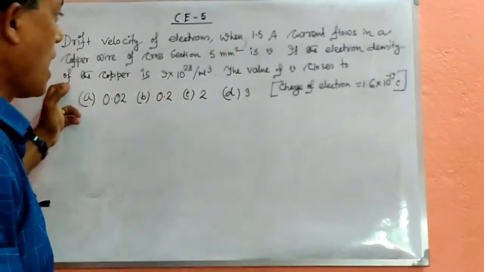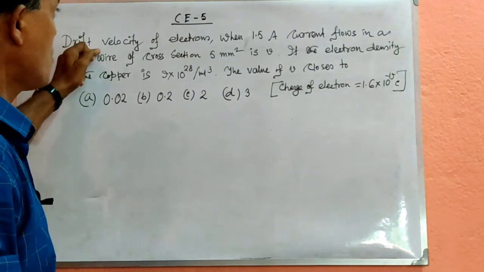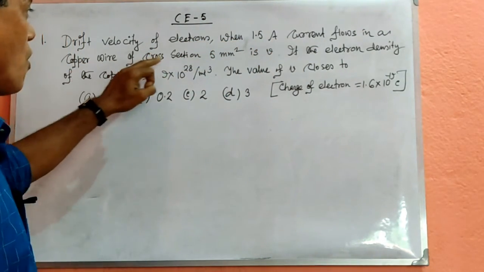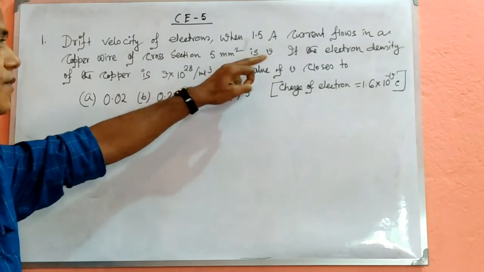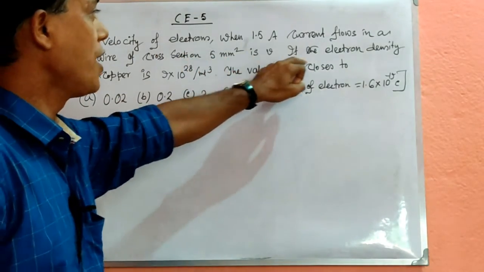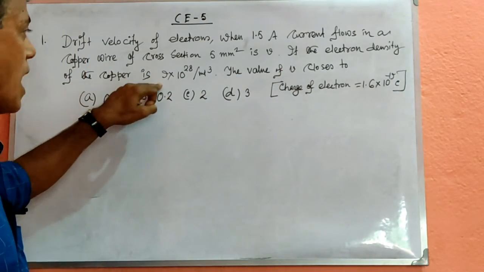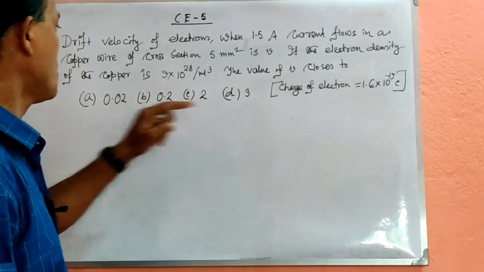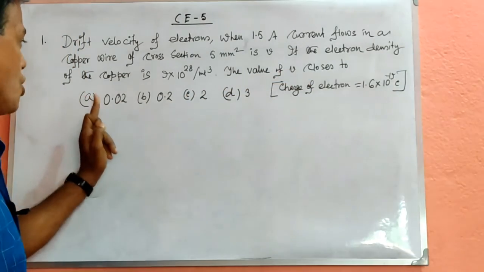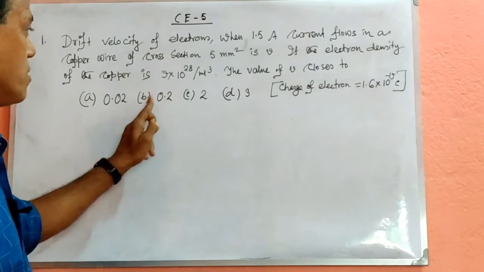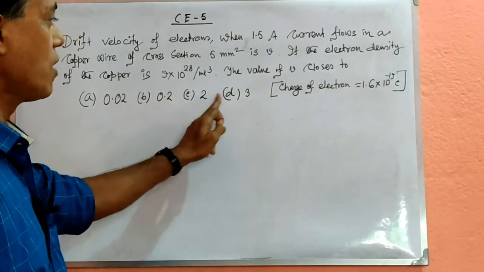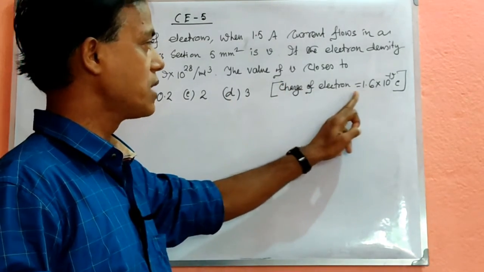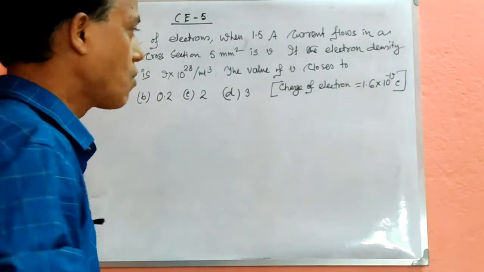যখন ড্রিফট ভেলোসিটি আর কারেন্ট দিয়ে কোনো সমস্যা থাকে: Drift velocity of electrons when 1.5 ampere current flows in a copper wire of cross section 5 millimeter square is V. If the electron density of the copper is 9 into 10 to the 28 meter cube, the value of V is closest to option A 0.02, option B 0.2, option C 2 and option D is 3. It is given that charge of electron is equal to 1.6 into 10 to the minus 19 coulomb.